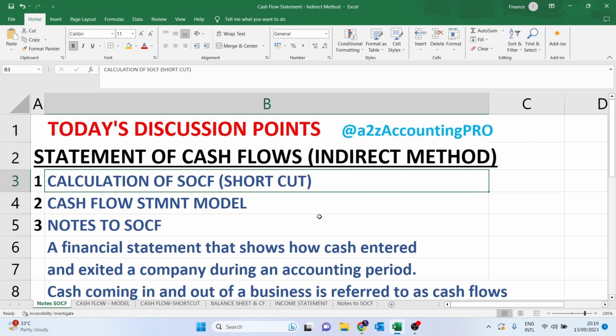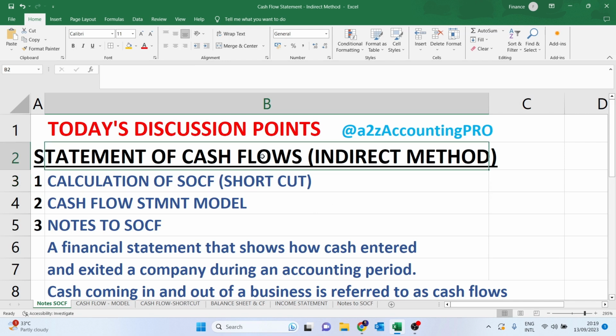Today we are going to discuss the statement of cash flows under the indirect method. Here we are going to discuss the calculation of the statement of cash flows in a shortcut, very easy method. In Excel, how we can calculate the SOCF, that means statement of cash flows, in a very easy, shortcut method. And of course, there will be a cash flow statement model and notes to those SOCF.